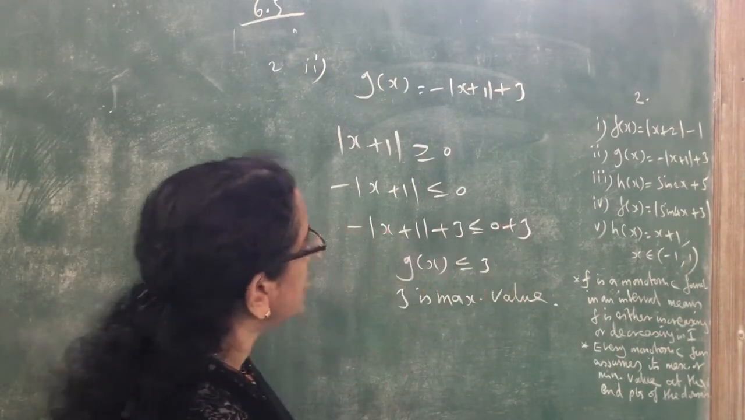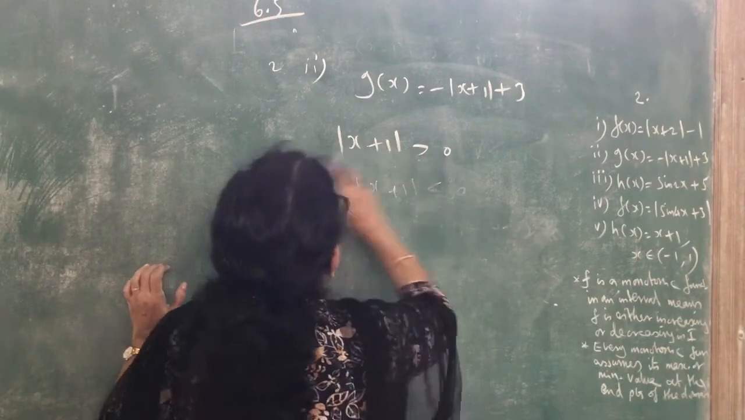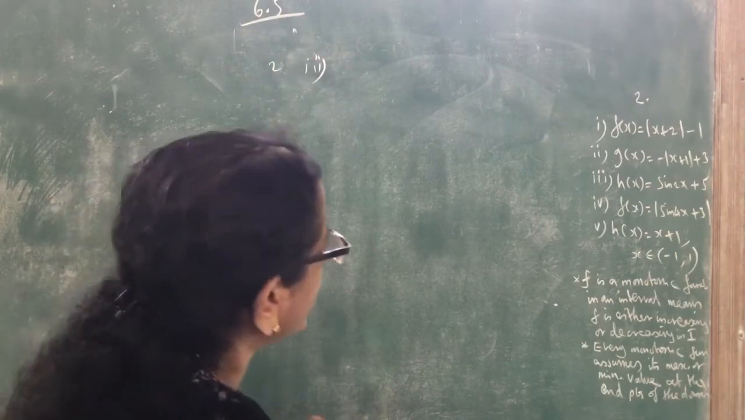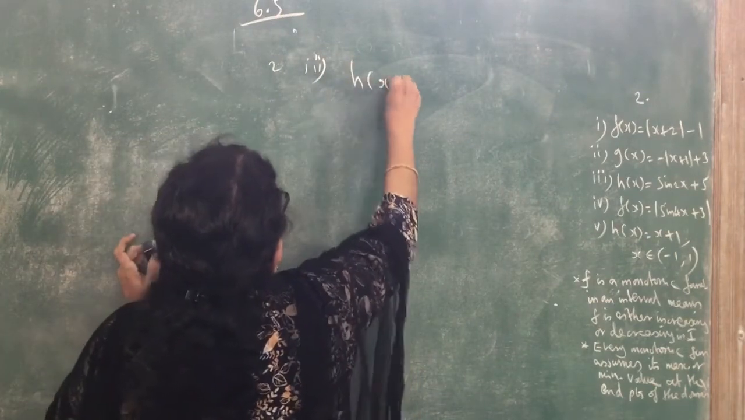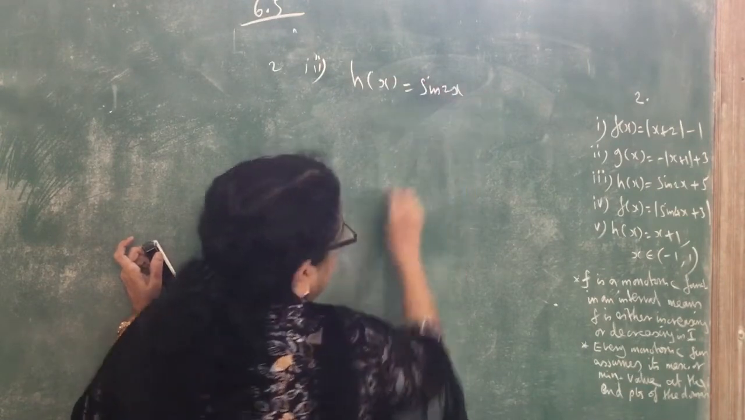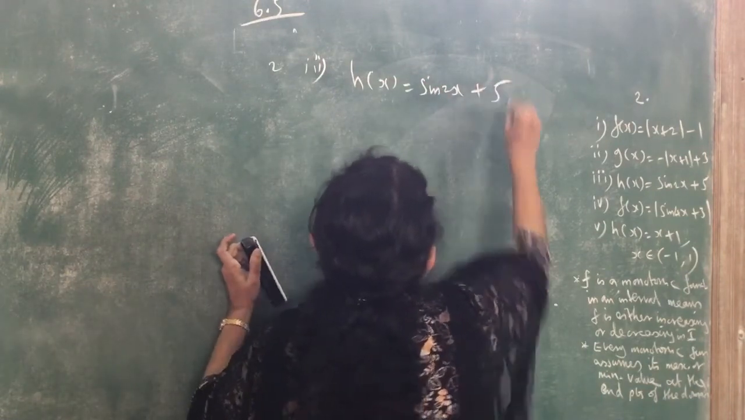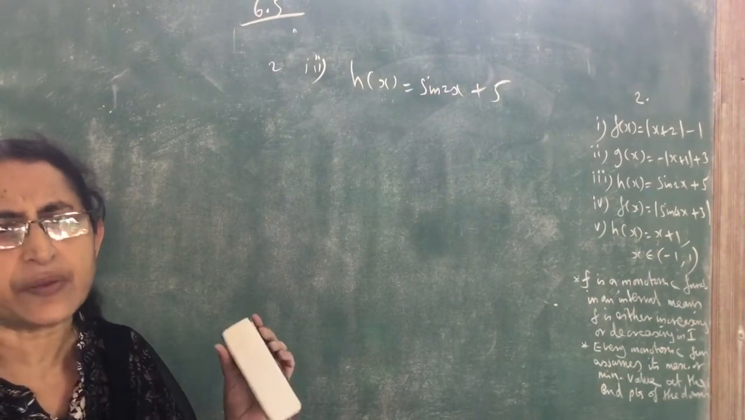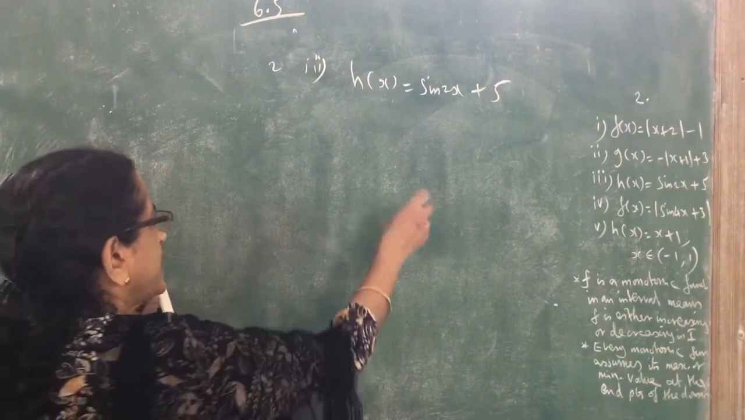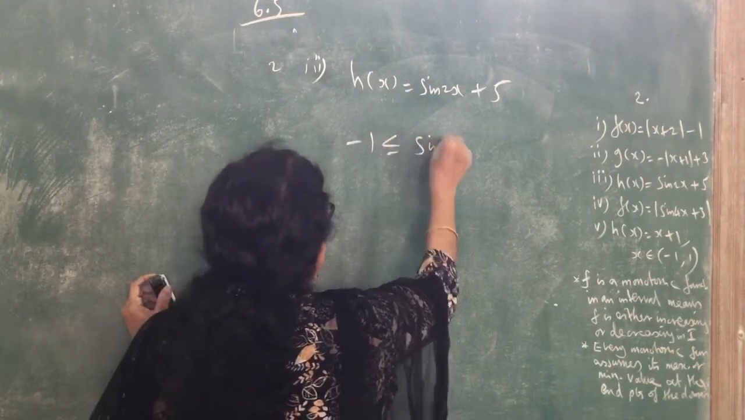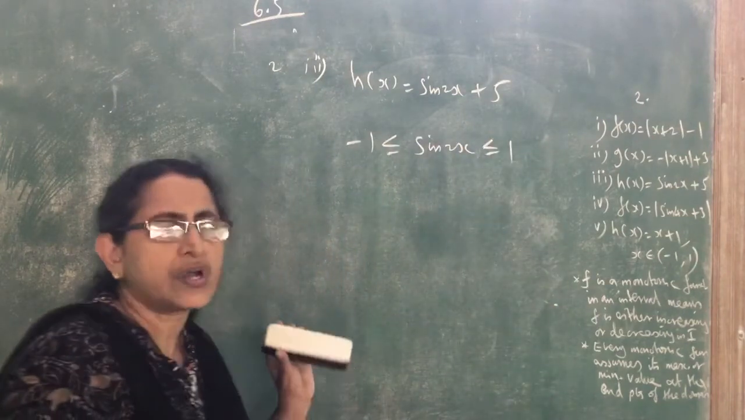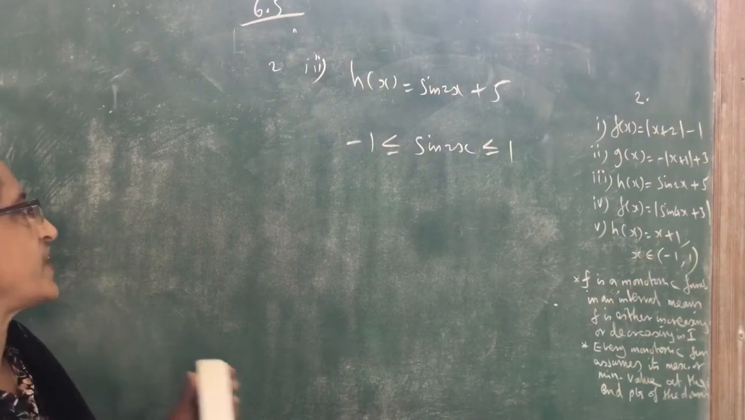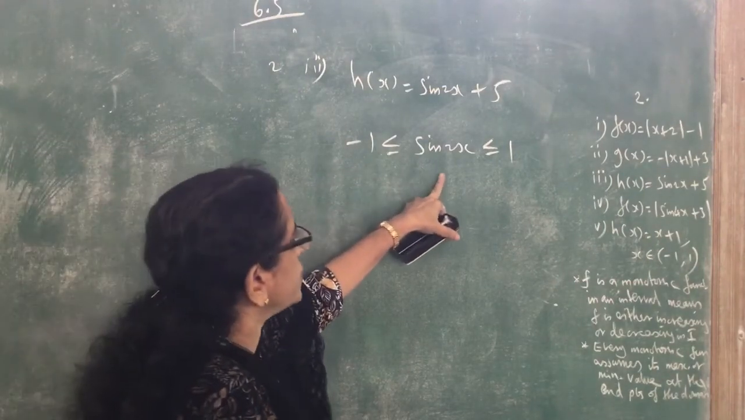Now next, the third one. h of x equal to sine 2x plus 5. We know the sine function always lies between minus 1 and 1, including minus 1 and 1. So we can write minus 1 less than or equal to sine 2x less than or equal to 1. That we know. The sine function is always between minus 1 and 1.